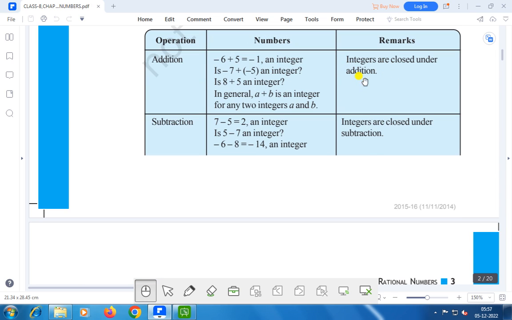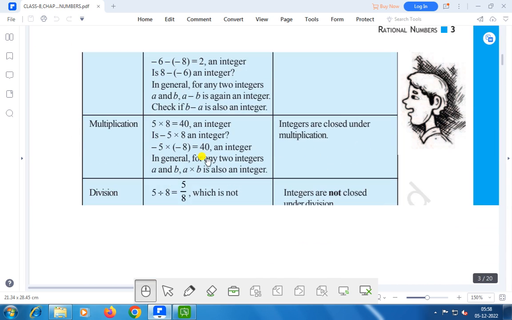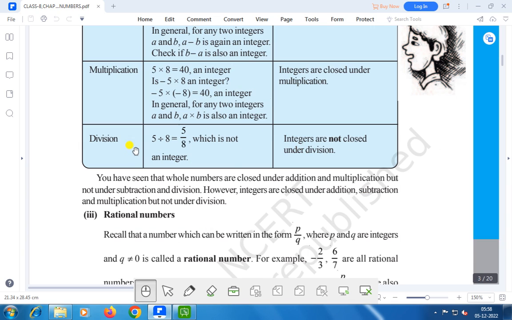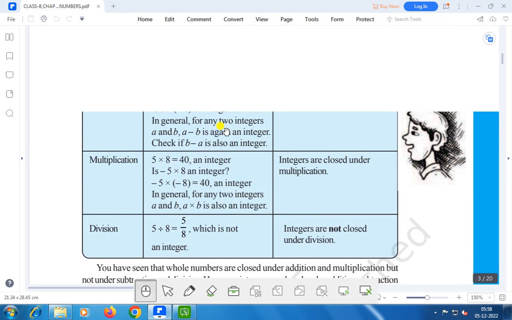Here integers are closed under addition, integers are closed under subtraction, and multiplication: 5 into 8, 40, an integer. Is minus 5 into 8 an integer? Yes, it is also an integer. In general, for any two integers a and b, a into b is also an integer. Integers are closed under multiplication. Division: 5 by 8, which is not an integer. Integers are not closed under division. You remember these four things.